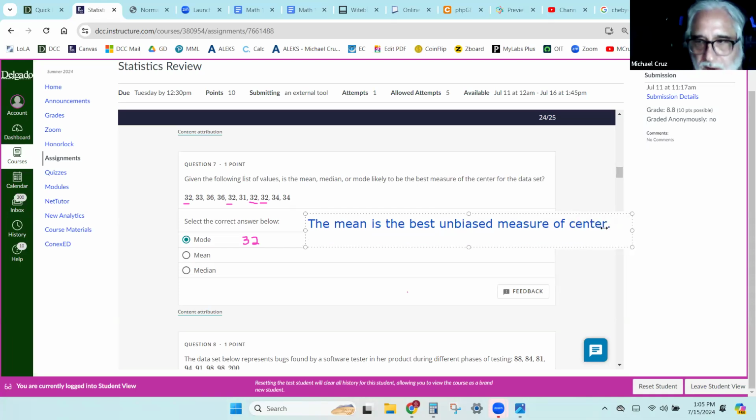So if you answer the mean, like I said, that's usually the best answer because the mean is the only unbiased measure of center because it takes every one of the values into consideration. Because the median, you're only looking at the extremes, and then for the mode, you're looking for the one that appears the most often.